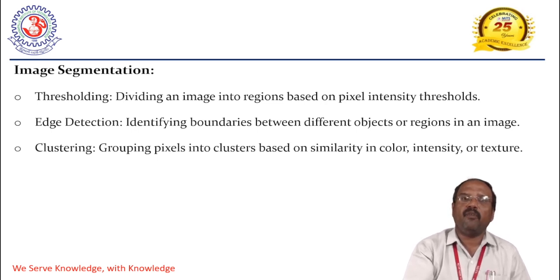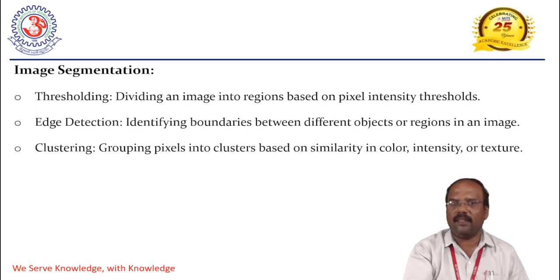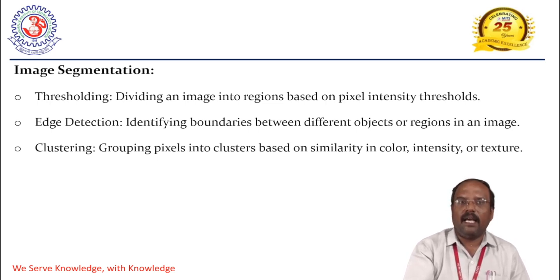Then after that, we move to edge detection to identify the boundaries between different objects or regions in an image. We can detect this through some algorithms, like Canny edge detection or any other. There are a lot of algorithms we can substitute for edge detection. And finally, we go for clustering, that is grouping of pixels into clusters based on similarity in color, intensity, or texture. So these are the things we can go for in image segmentation.